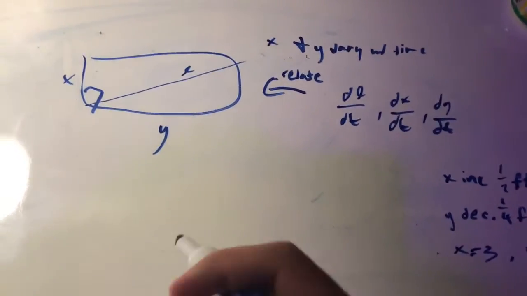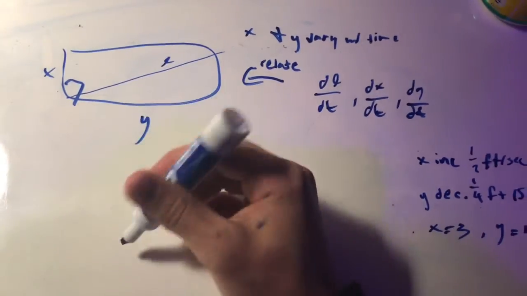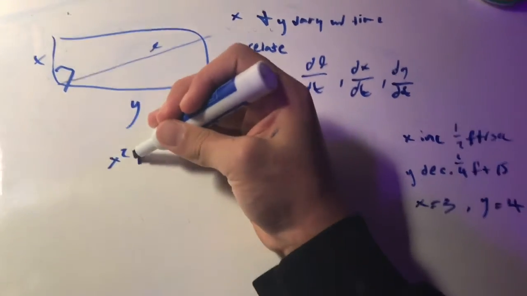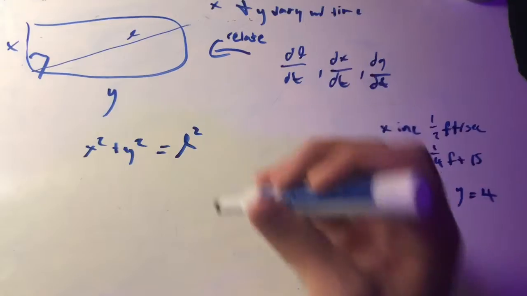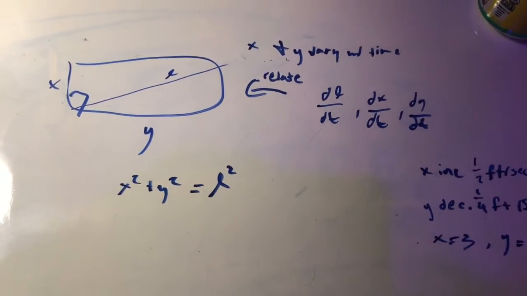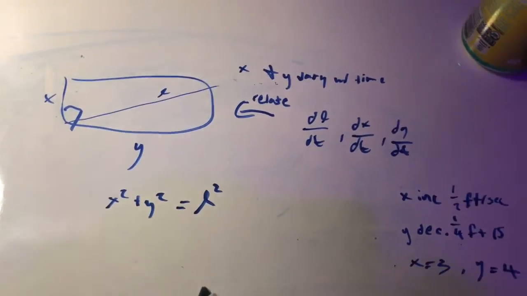Oh my god, that's because it is. Okay, so if that's the case, then we can say x squared plus y squared equals, wait for it, L squared. Wowers, okay. That is absolutely insane.